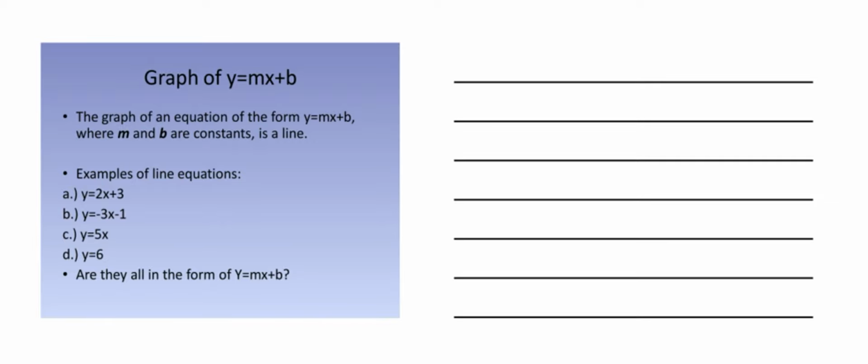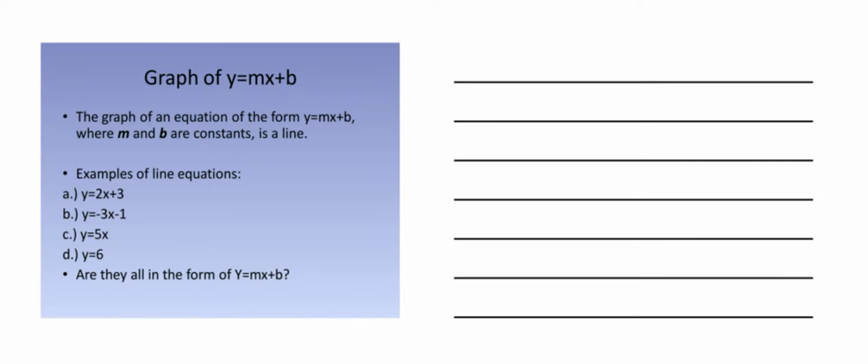Graph of y equals mx plus b. The graph of an equation of the form y equals mx plus b, where m and b are constants, is a line. Do remember we call this graph format slope-intercept format because we have a slope m and intercept b. So, slope-intercept format.